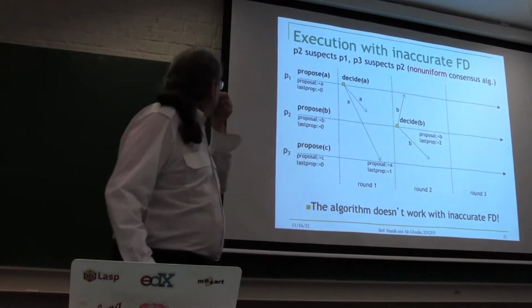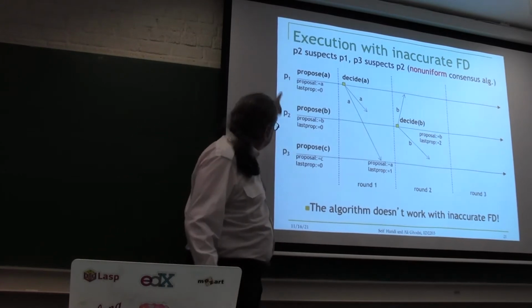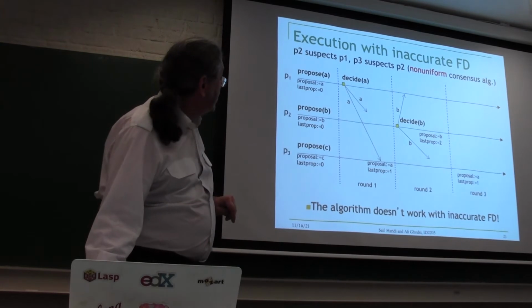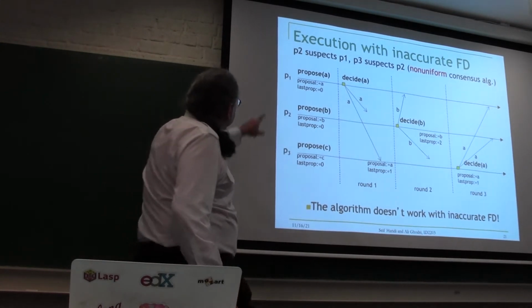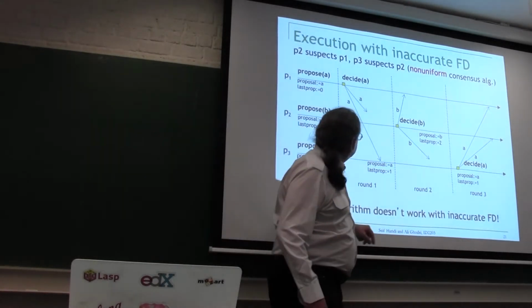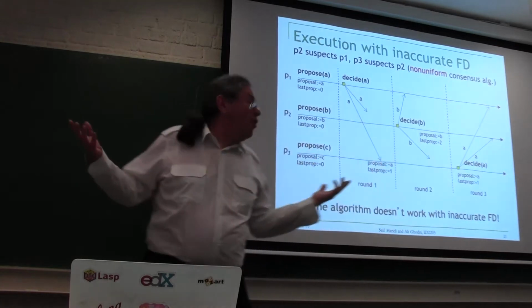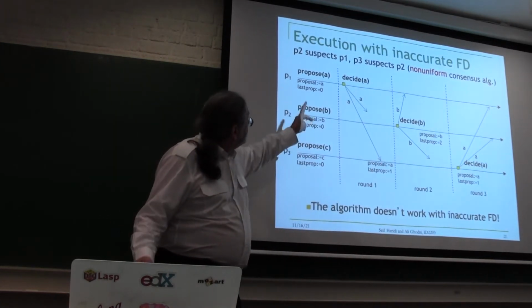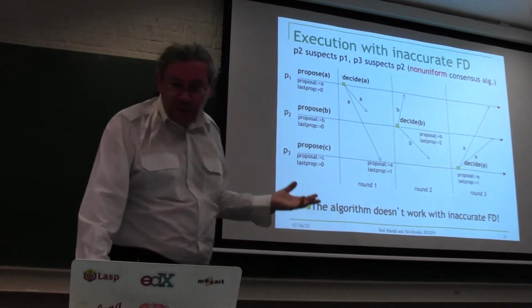P3 will suspect P2, but P3 does not suspect P1. So P3 will also decide A. Because of these 2 false suspicions, we have A, B, A. Clearly this is wrong. This is not working right. So these false suspicions will break our algorithm.